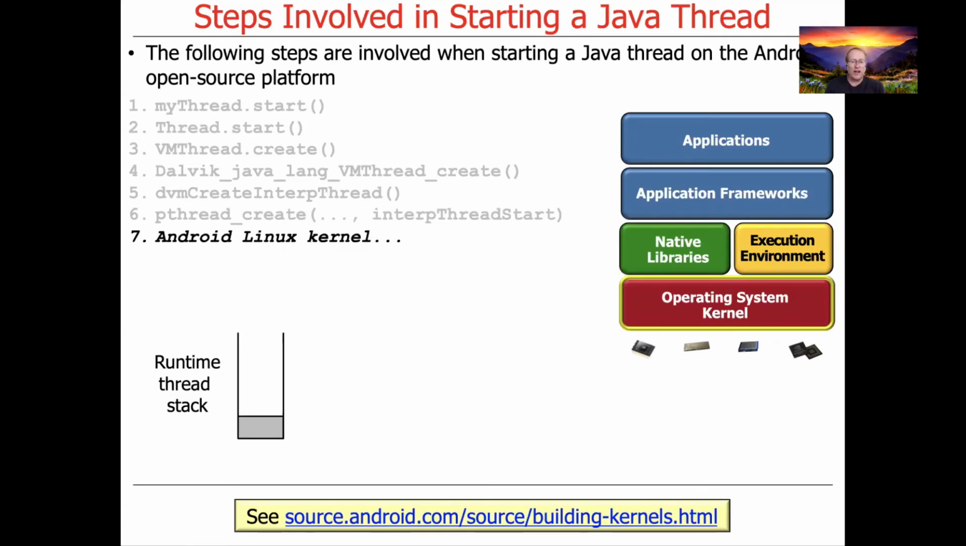At this point, we're now into the Android Linux kernel, and I'm not going to trace the Android Linux kernel. That would go on and on and on, be very convoluted and complicated. But in a nutshell, what's going to happen there is that it's going to create a runtime thread stack and do all the other machinations required in order to get the thread up and running so it can go ahead and execute on an underlying processor core. And you can always get the source code for the Android Linux kernel if you're really curious to see what happens under the hood.